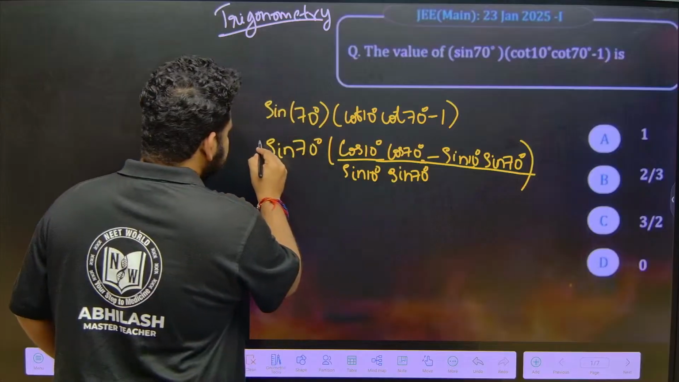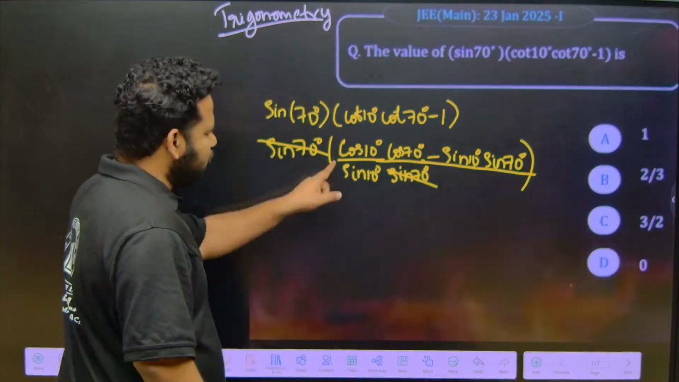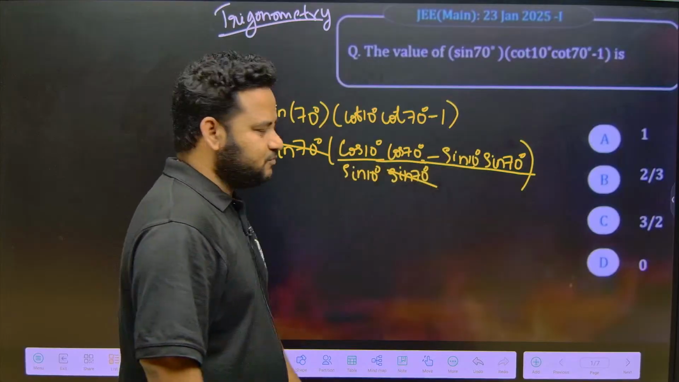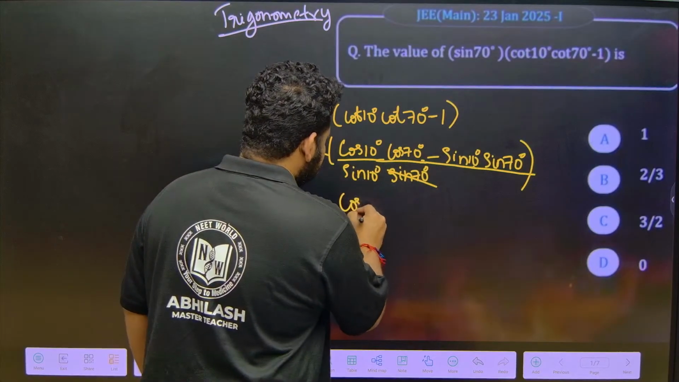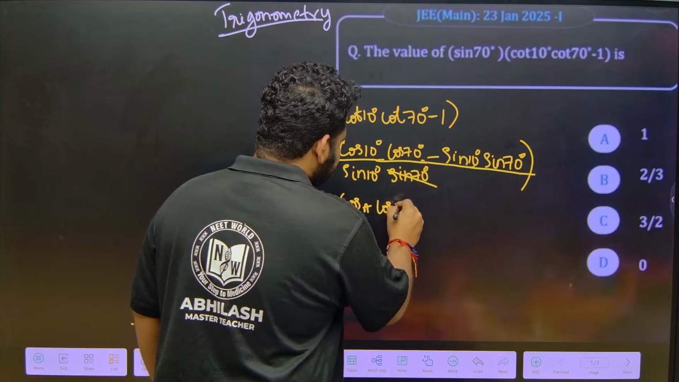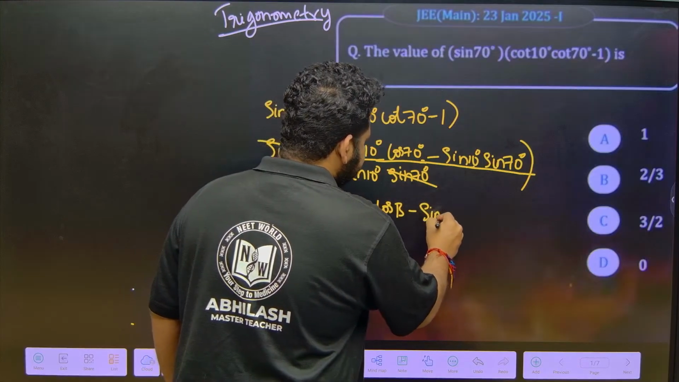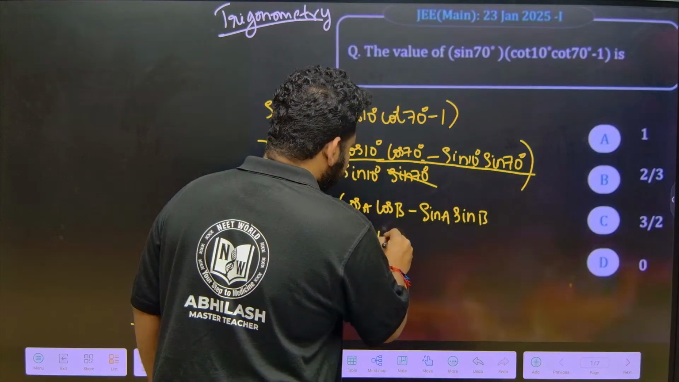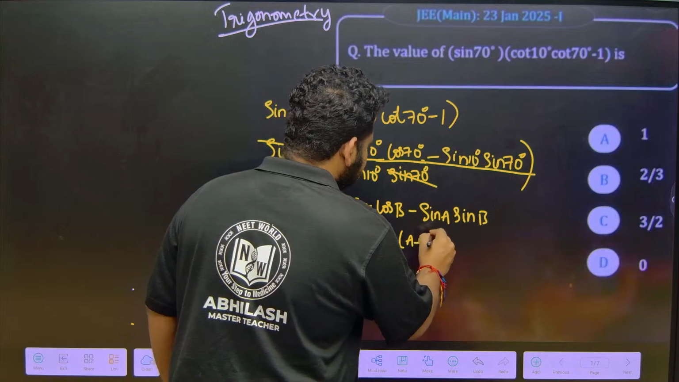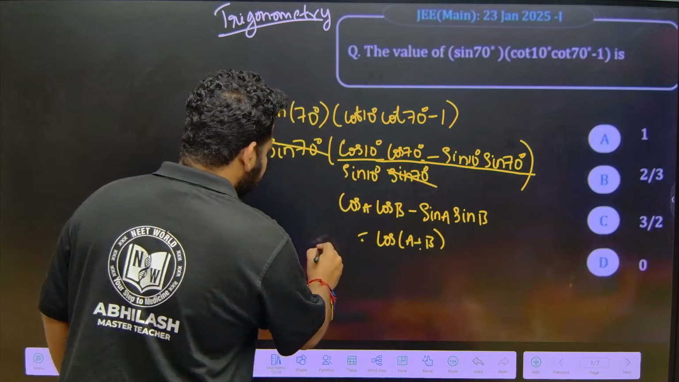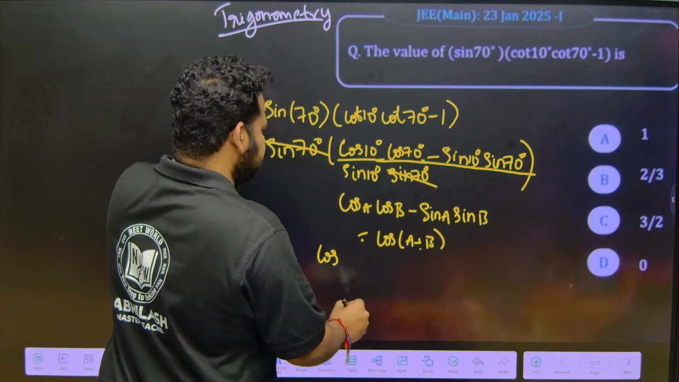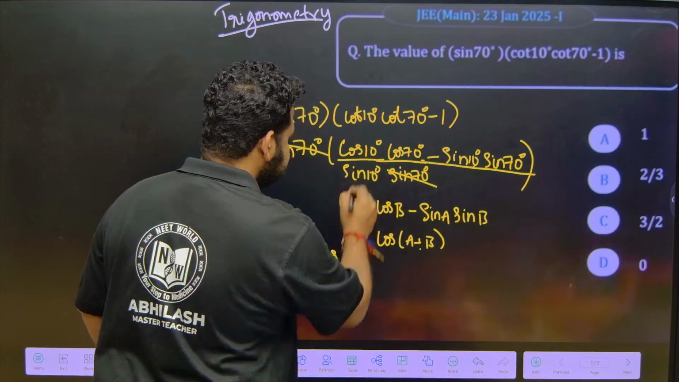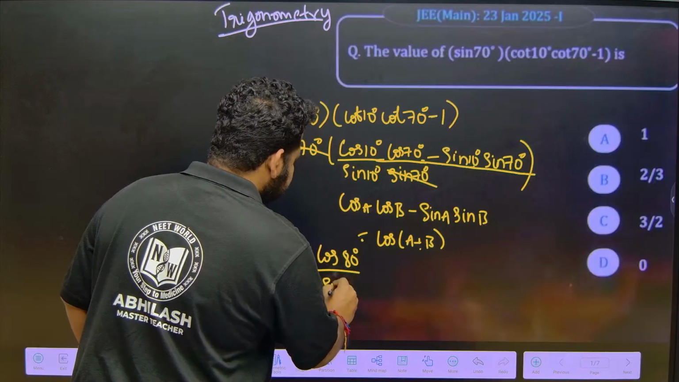Now here sin 70 I can cancel. Now what is this, friends? Cos 10 cos 70 minus sin 10 sin 70. This is just like cos A cos B minus sin A sin B, which is nothing but cos of A plus B. If I apply this, 10 plus 70 is cos of 80 degree. So I will get cos of 80 degree divided by sin 10.